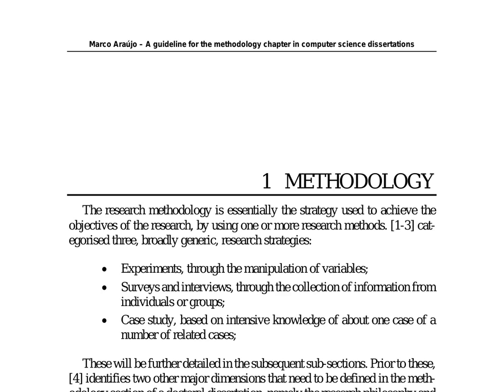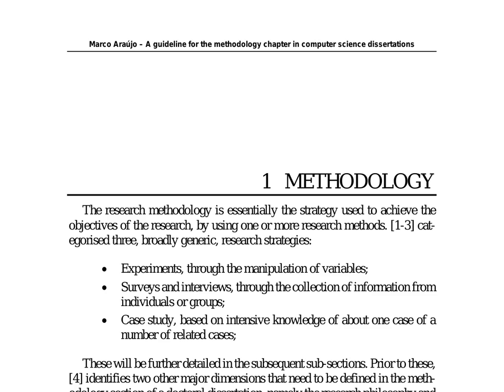In a computer science dissertation, the methodology chapter plays a vital role in outlining the strategy used to achieve research objectives. This chapter can be broadly categorized into three generic research strategies: experiments, surveys and interviews, and case studies. However, prior to delving into these strategies, it is essential to define two major dimensions: research philosophy and reasoning.